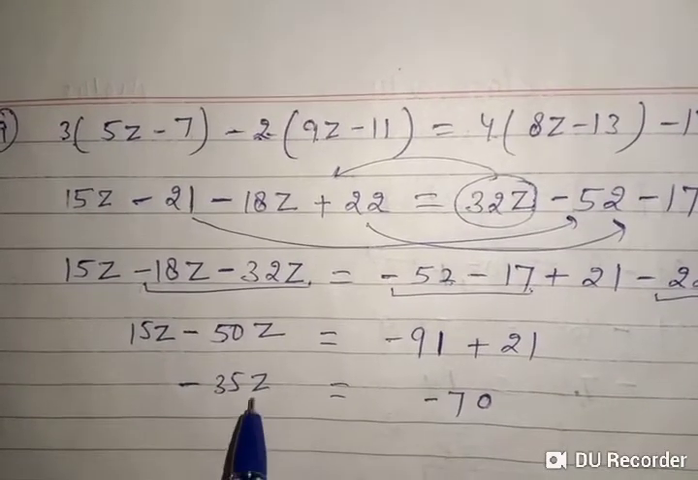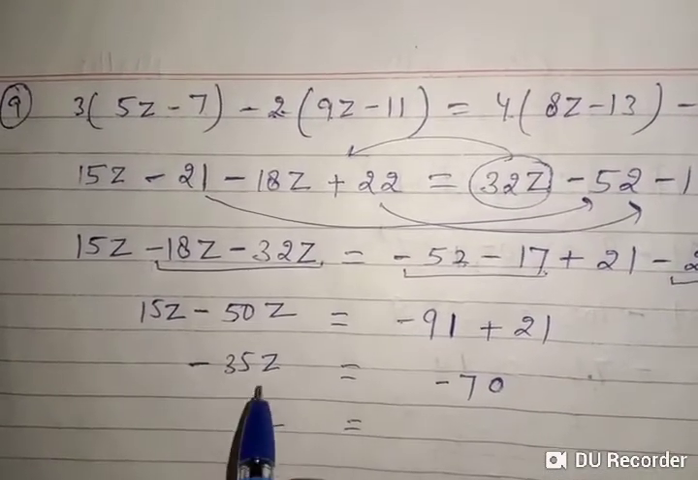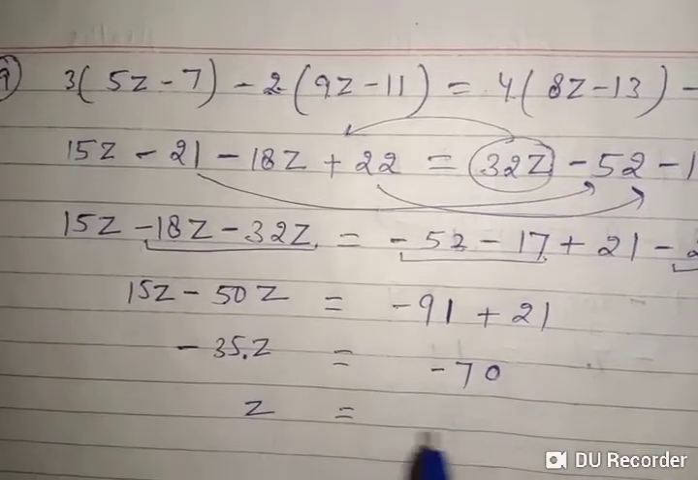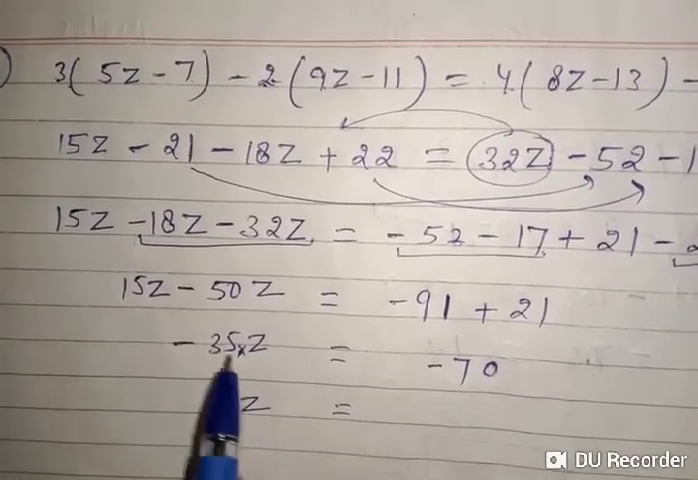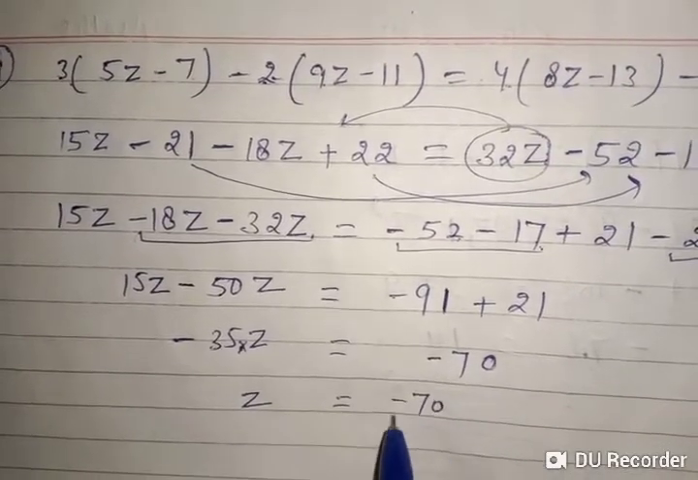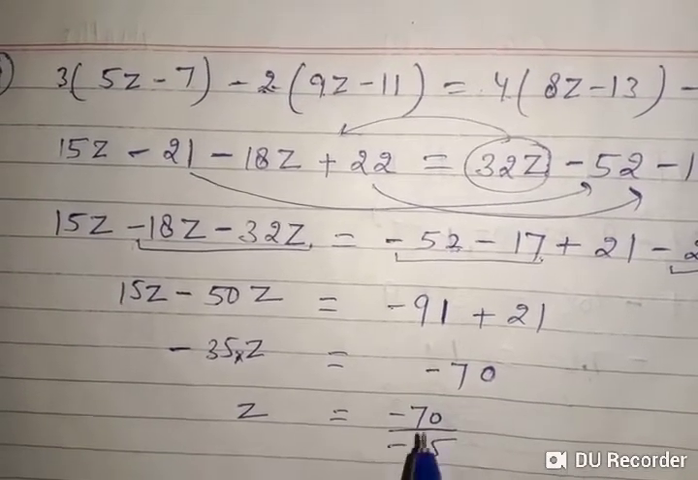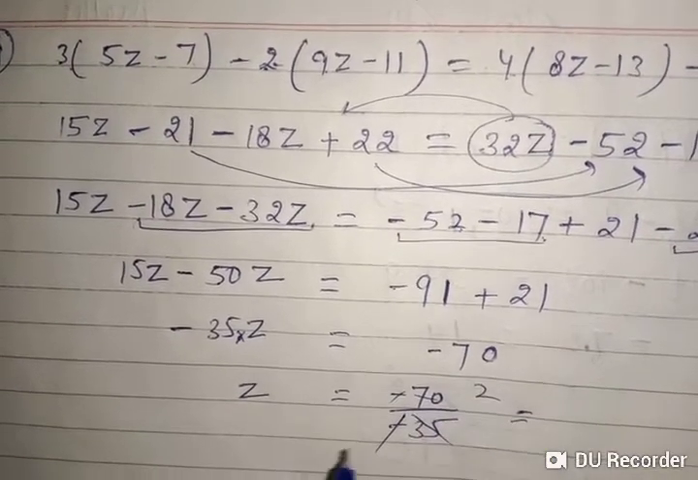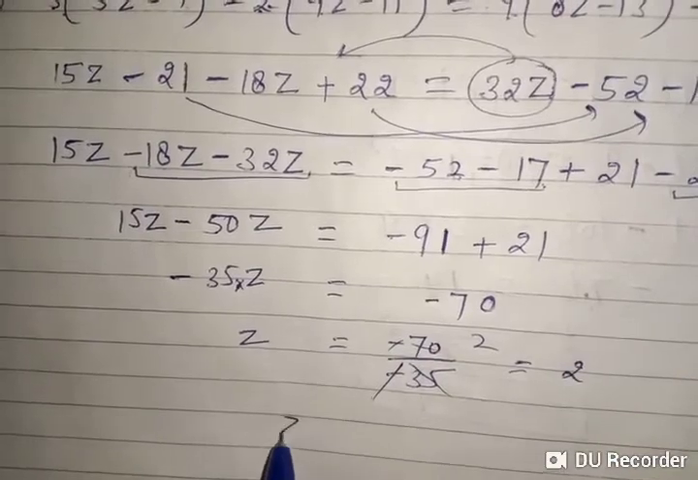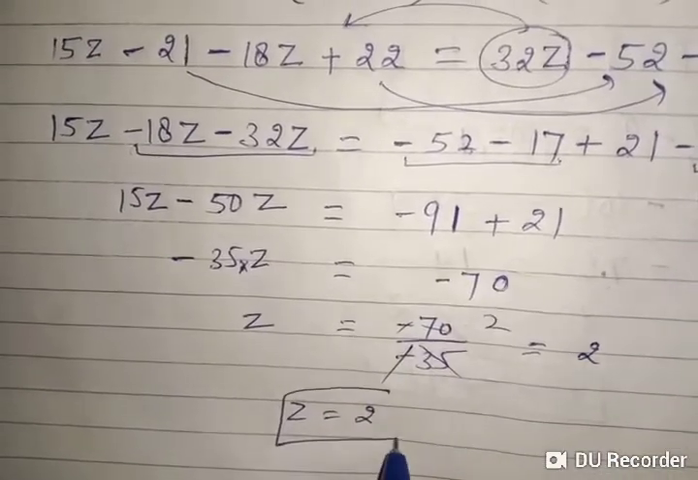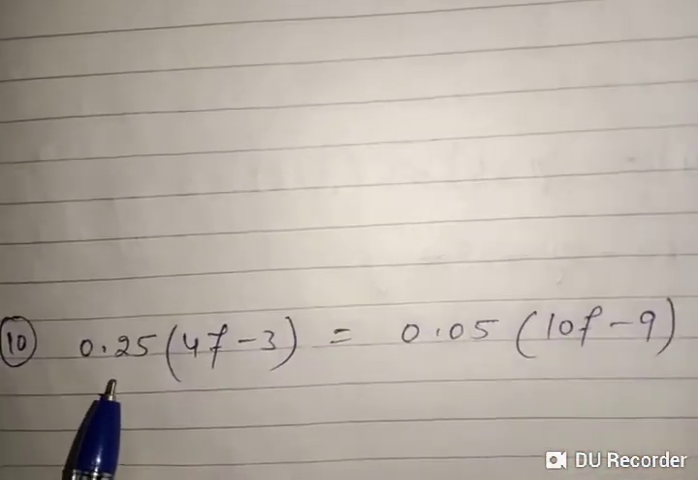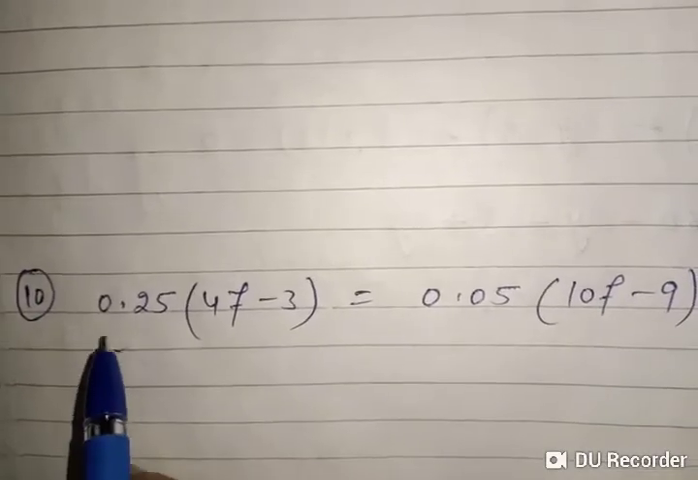minus 70. Z will remain here, again the same concept. The relation of z and this number is multiplication, then this minus 35 will go in the denominator. Cancel this minus with minus, 35 2s are 70, so final answer z is equals to 2. Next question is 10th.